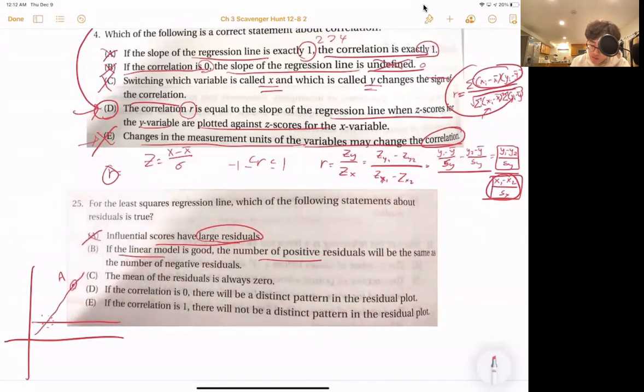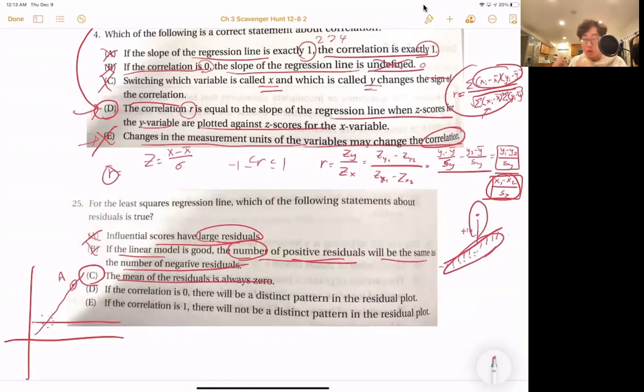If a linear model is good, the number of positive residuals will be the same as the number of negative residuals. The number of positive residuals doesn't matter. If I have one really large residual of plus 10, but I have 10 small residuals of negative 1 each, the number of residuals doesn't have to match up. The magnitudes have to match up. So the answer here should be C. When you sum all the residuals from the line to the dot, they should balance each other out to 0. It's the magnitude of the positive residuals versus the magnitude of the negative residuals. They should add up to 0.